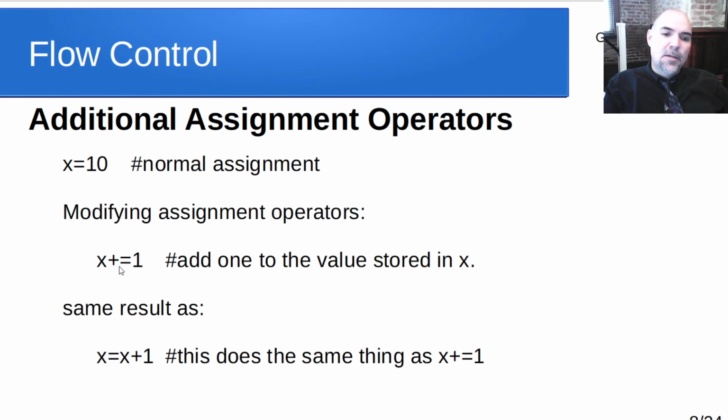So x plus equal 1 essentially says take what's already in x. X already has to be defined. But it says take what's already in x, add 1 to it, and store it back into x. In other words, if x had 10 in it and we did x plus equal 1, after this statement, x would now have 11. And if we do that again, x plus equal 1, it would then go to 12. And the next time it would go to 13 and so forth.